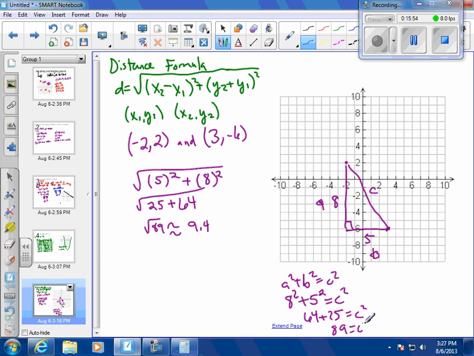And to undo a square, for the c squared, I take the square root. Right here, I get c. I'm writing it in the opposite order, and that's fine, because things on either side of the equal sign are the same thing. The square root of 89, which is about equal to 9.4. That's an easier way for you to remember the distance formula, because this is a kind of gross thing to remember up here at the top.